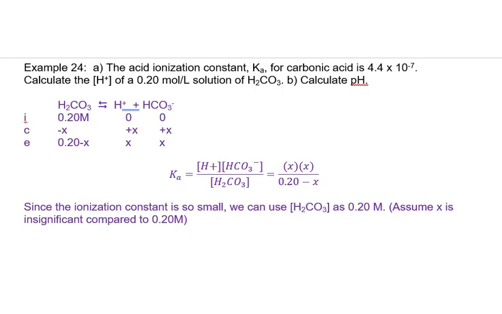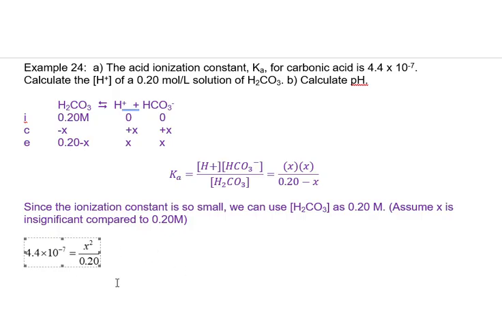I will say, though, that when it is less than 10 to the minus 6, the vast majority of the time this assumption works out pretty well. So what we end up doing with that assumption, when we re-put this into here, we're replacing Ka with 4.4 times 10 to the minus 7. X times x becomes x squared, but we've made this assumption that this x is so tiny that this bottom just becomes 0.2.